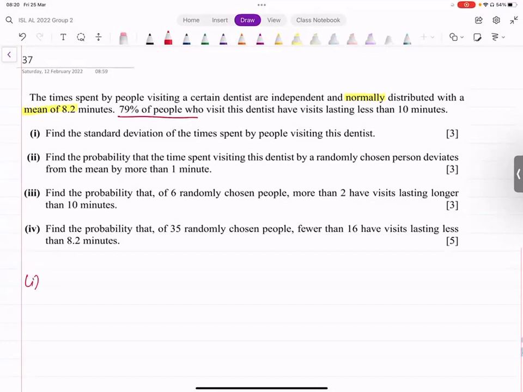79% of people have visits lasting less than 10 minutes. आपको क्या करना है, आपको standard deviation find करनी है. अच्छा, let me actually write down that information here. So we've got some normal distribution. Mean of this normal distribution is 8.2. उसने बता दिया आपको. Standard deviation first part में आपने find करनी है, so we don't know what that is.